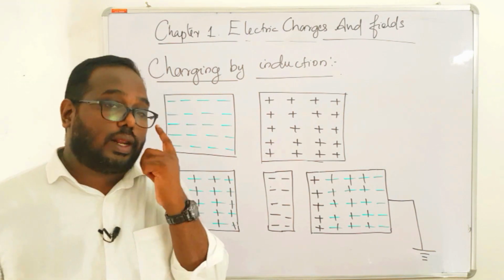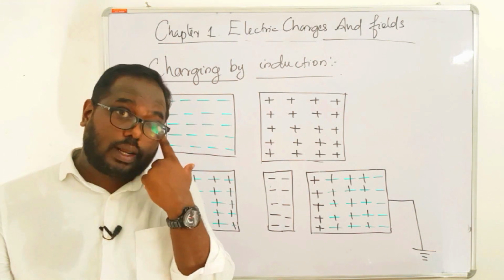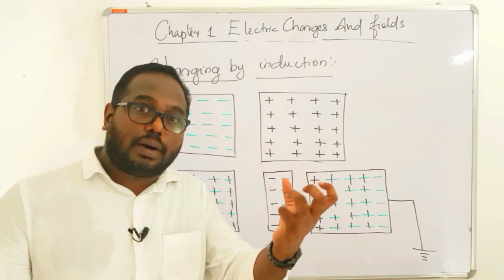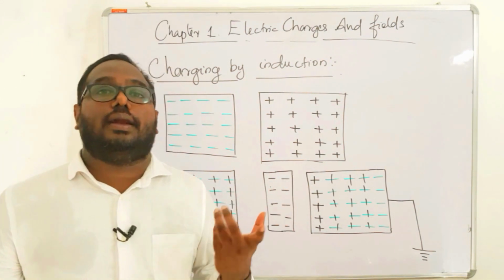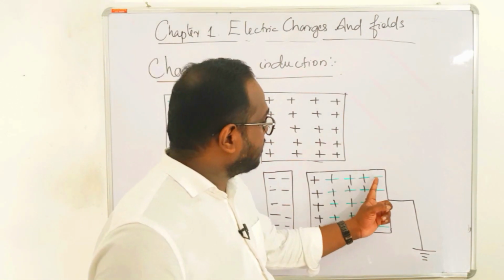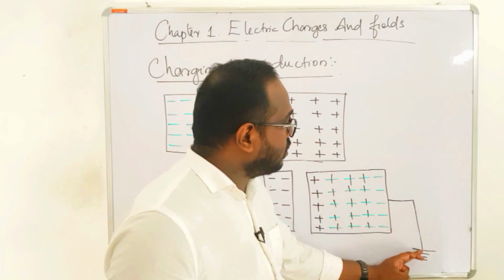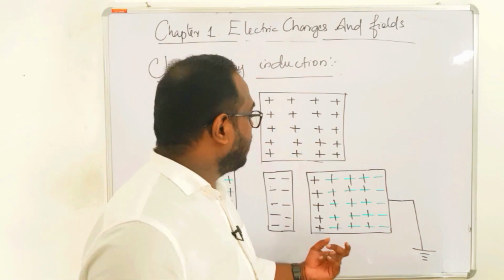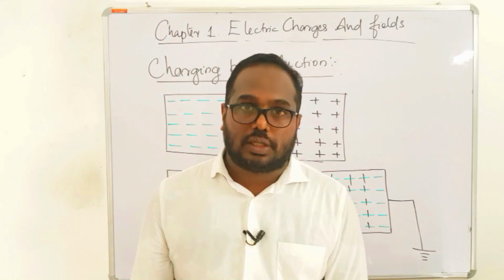Earth is an ocean of electrons. Now, Earth can accommodate a number of electrons and it can supply a number of electrons. Correct? So what happens? This thing will go to the Earth and the object will be positively charged.